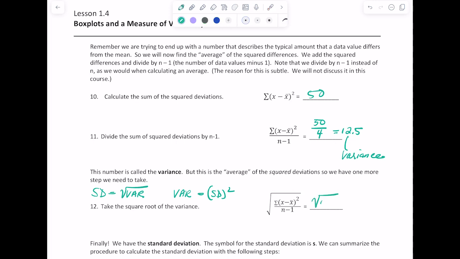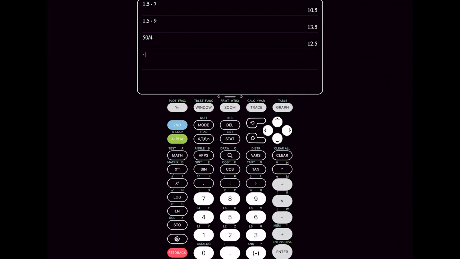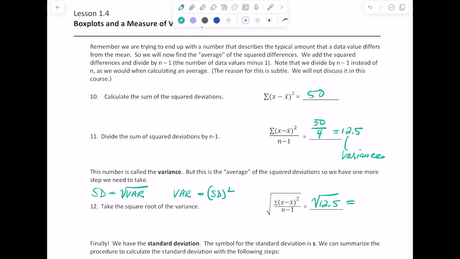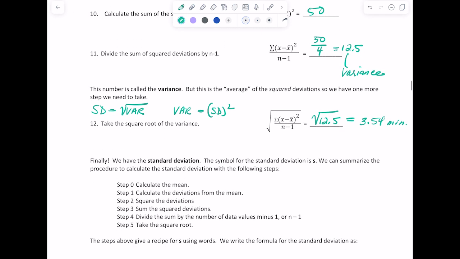So we're going to take the square root of 12.5 and let's see what we get. I have to hit second and then x squared, then 12.5, hit enter, and you get 3.54. Standard deviation is measured in the same label as our mean, which was minutes. So the standard deviation is 3.54 minutes. The abbreviation for standard deviation is S. So S is 3.54 minutes.